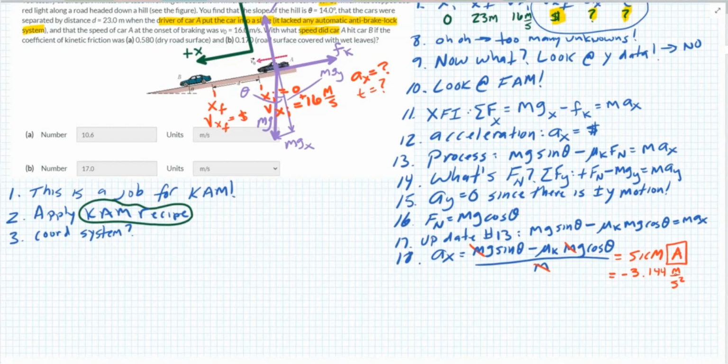Let me just redo that a second time just to double check. 9.8 times sine of 14 minus mu sub k, which is 0.58, times 9.8 times cosine of 14 degrees. All right, I'm getting the same answer twice. So note, that negative sign is pretty interesting. Number 19, aha.